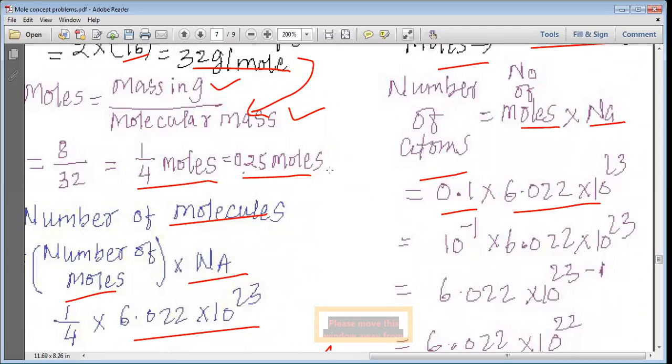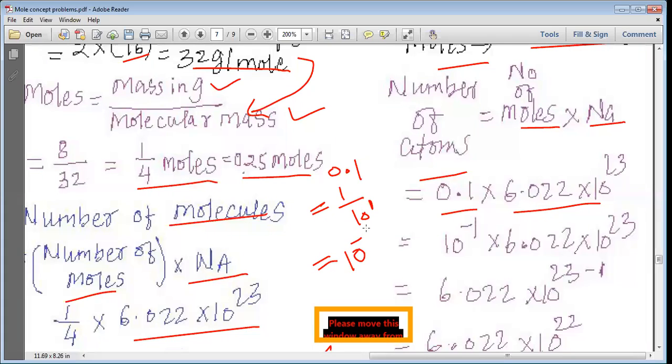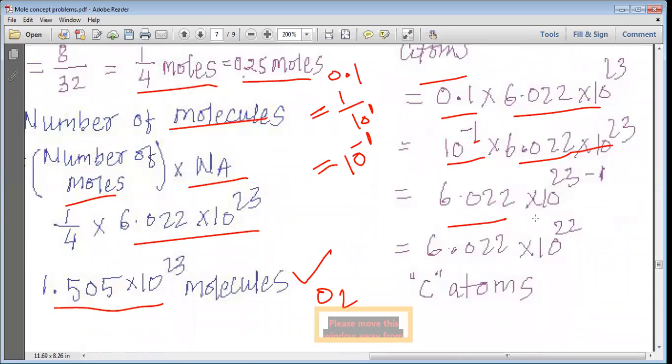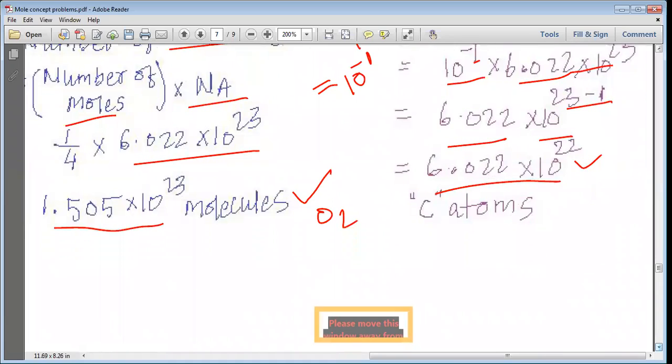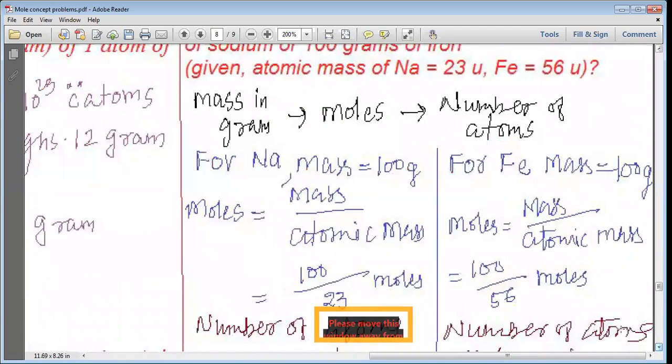My dear students, this 0.1 is nothing but 1 divided by 10, that is 1 divided by 10 to the power 1. We can write this as 10 to the power minus 1, because when 10 to the power 1 comes from the denominator to the numerator, the power becomes minus. So for 0.1, we can write 10 to the power minus 1 multiplied by 6.022 into 10 to the power 23. That is 6.022 into 10 to the power 23 minus 1. And finally, we get 6.022 into 10 to the power 22 carbon atoms. So this is how, my dear students, we solve the various problems.